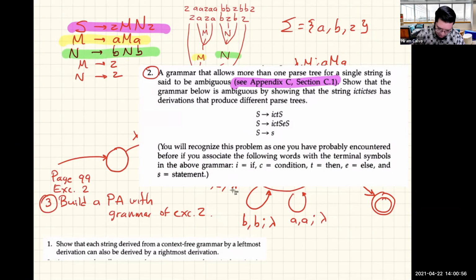Like this one, perfect circles. Okay, and show that each string, this number 1, derived from a context-free grammar by a leftmost derivation, can also be derived by a rightmost derivation. So more than doing this show, if you can show it, well, it's okay, but I think it's a bit difficult for you to come up with a demonstration. So what I want you to deal with is what happens.